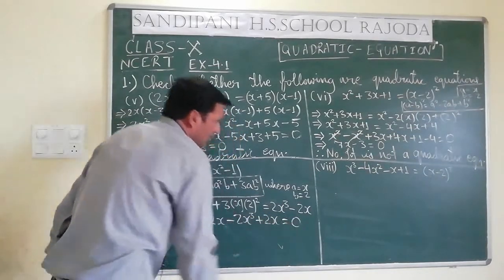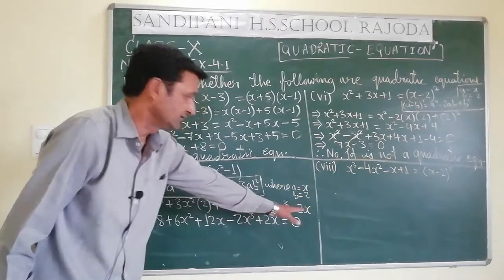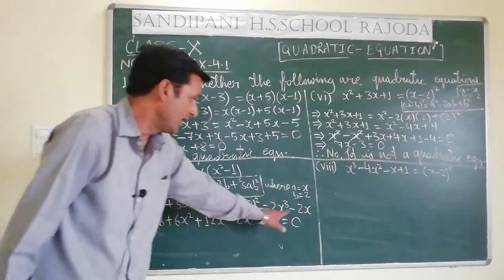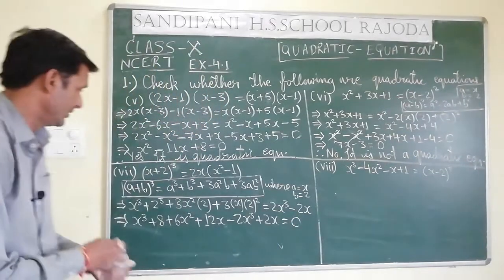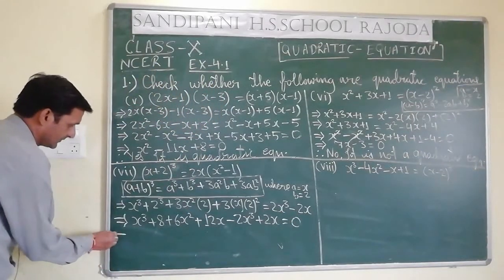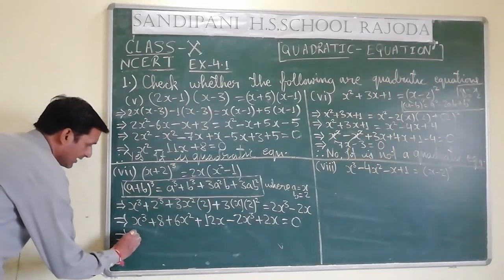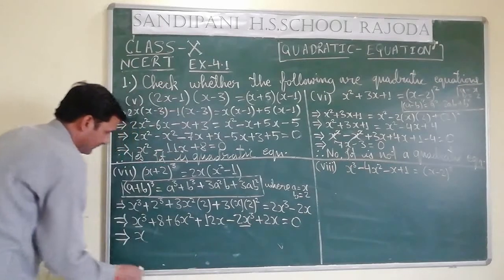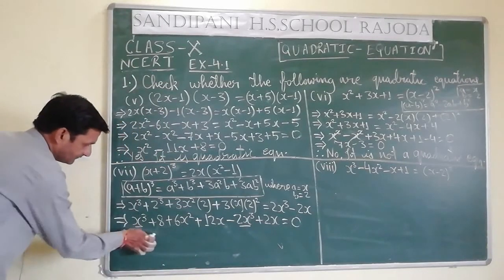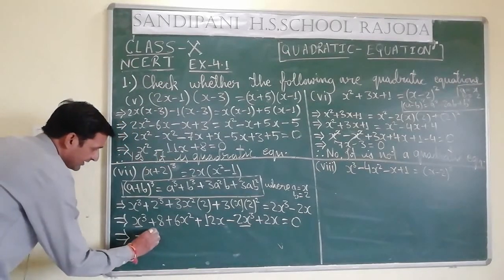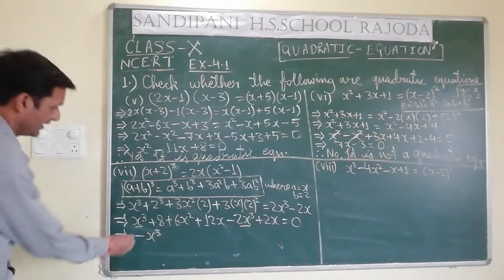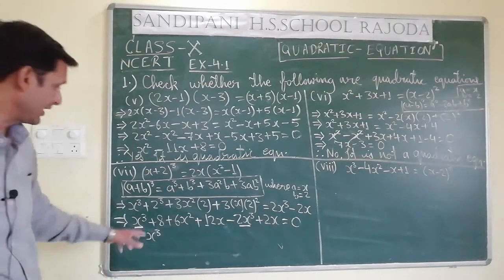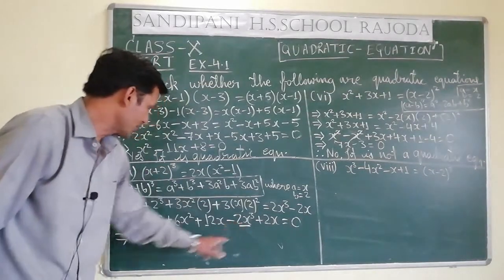Means on shifting these two terms, the signs will be changed. This positive sign will become negative and this negative sign will become positive. Now it implies that x cube minus 2x cube means minus x cube. You may write directly minus x cube. If we are underlining this, we may apply the operation directly. x cube minus 2x cube means minus x cube.